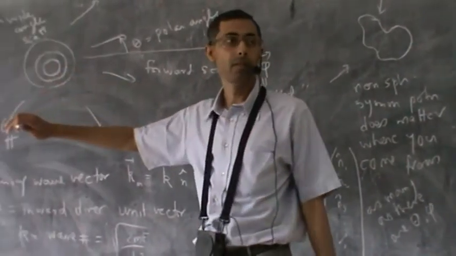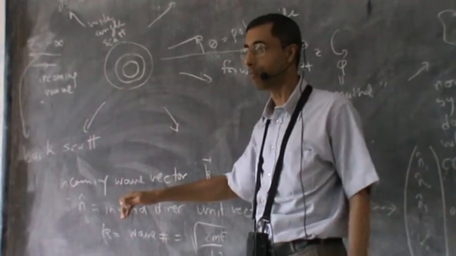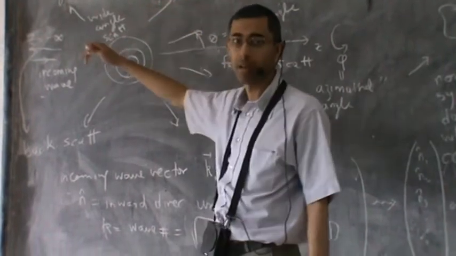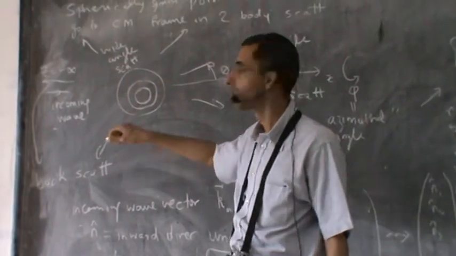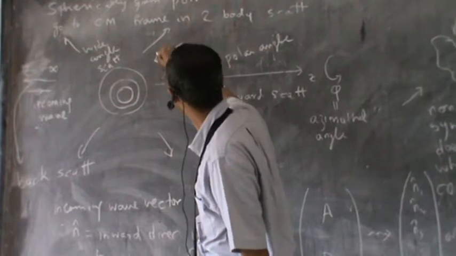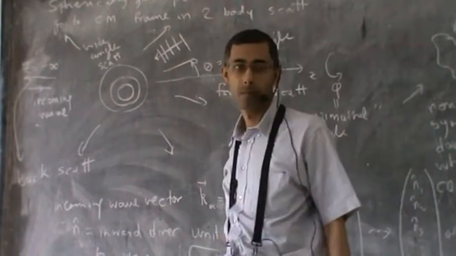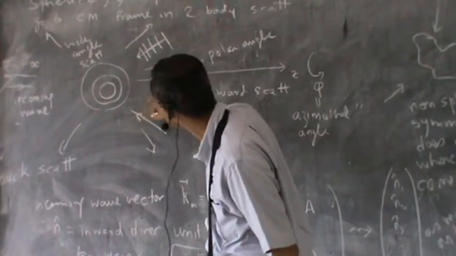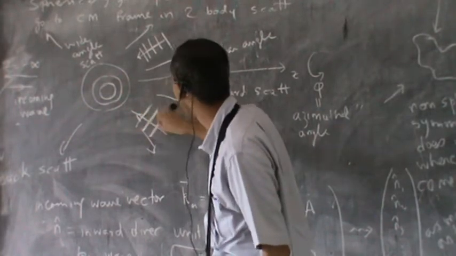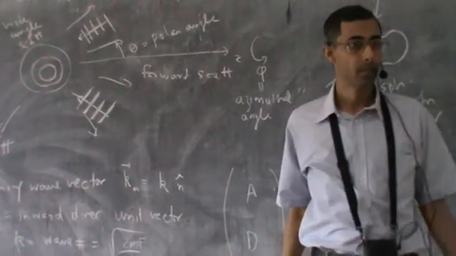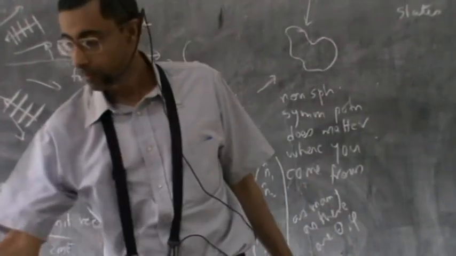See, for simplicity, you think of the incoming wave as a plane wave. Even though it may be coming from some strange direction, it is still a plane wave in that direction. That is, the wave vector may be like this, but the wave front will be like this. It's coming from here, wave vector is that way, the wave fronts are like this. So it's a plane wave. Incoming wave is a plane wave.